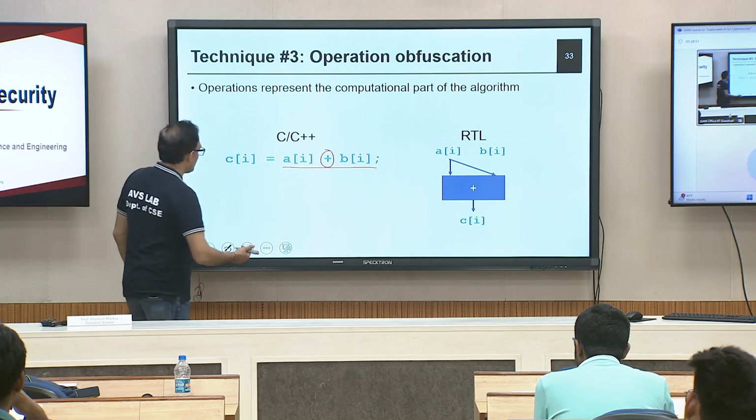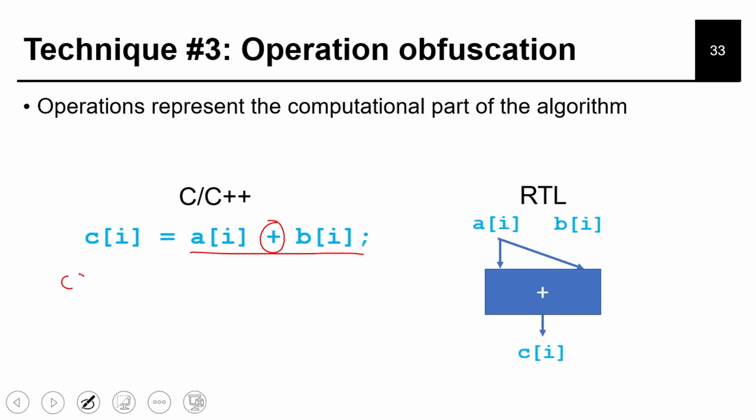You can think about it like this: C[i] = if k, then A[i] plus B[i], else A[i] minus B[i]. What is the correct value of k here?